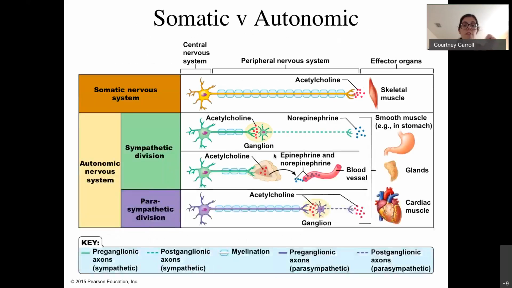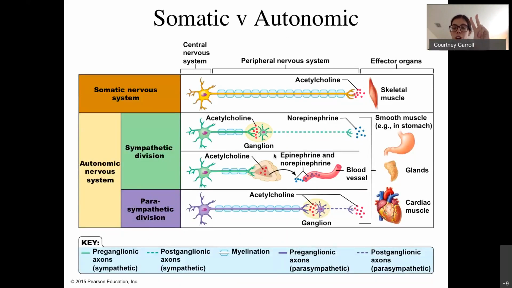Okay, so what does that look like visually? Again, somatic nervous system turns on our skeletal muscles, our voluntary motor system, with one motor neuron releasing acetylcholine onto the skeletal muscle. And that is a system we covered in depth when we talked about muscle contraction. Your autonomic nervous system, on the other hand, has two branches. It's got the sympathetic division and the parasympathetic. Sympathetic, fight or flight, parasympathetic, rest and digest.